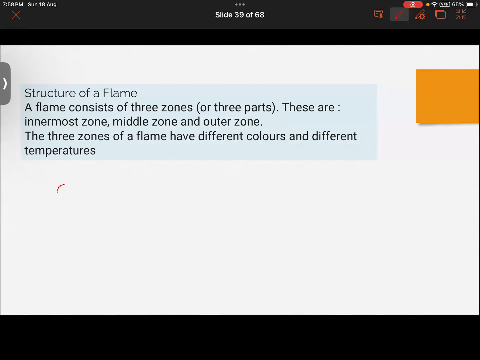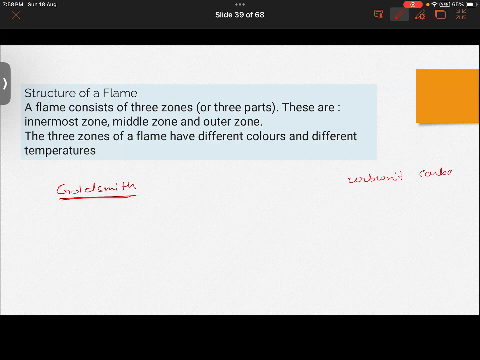Let us say that there's a goldsmith. So a goldsmith should be using which zone of the candle flame? The outermost, innermost, or the middle one? It's the outermost. Why? Because it's the hottest part of the flame. Okay, very good.